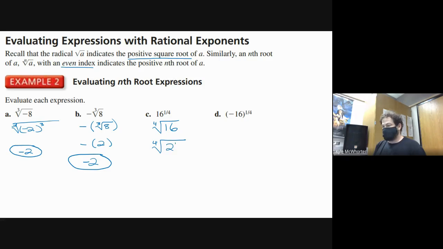16 is 2 to the fourth power. So the fourth root of 2 to the fourth would be 2. And then on D, we're looking at the fourth root of negative 16. And there's no real number that you can raise to the fourth power to get something negative. So this has no real root.